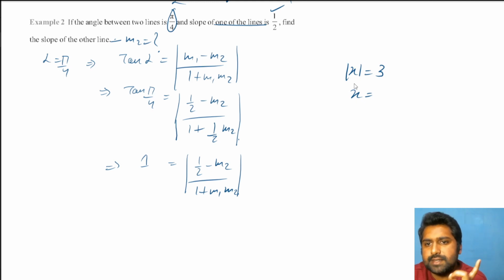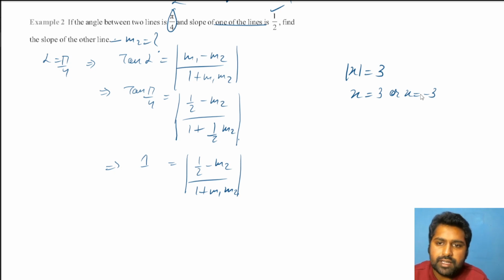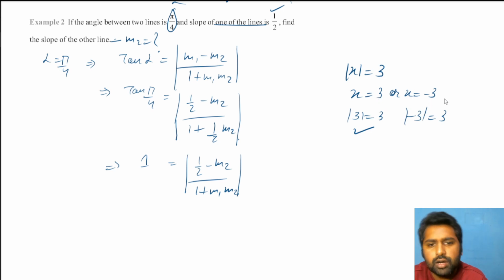See, if mod x is equal to 3, x could have been 3 or x could have been minus 3 also. We don't know. The point is, if the variable is inside the mod, we cannot be sure whether it was positive or negative, because the effective result will be positive. So it could have been 3, because mod of 3 is 3. And even if it was minus 3, mod of minus 3 is also 3. So we cannot be sure. It can be 3 or minus 3.